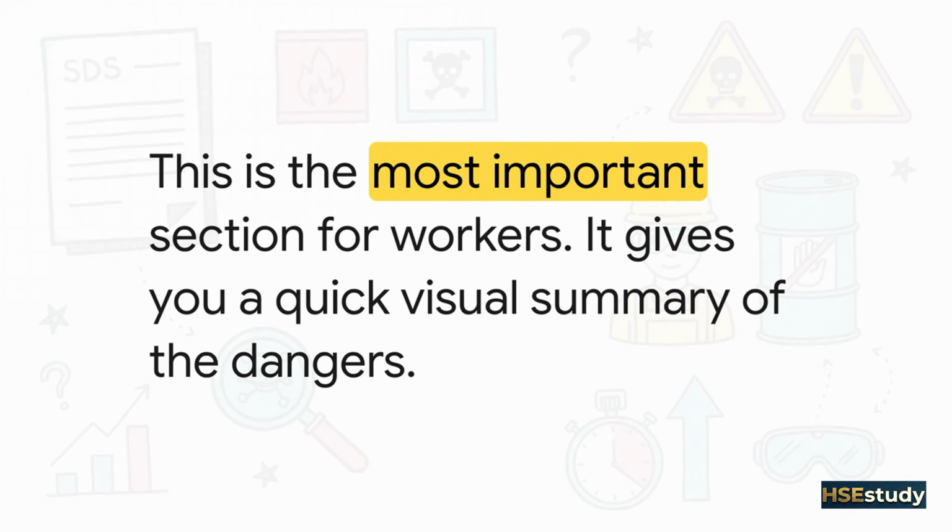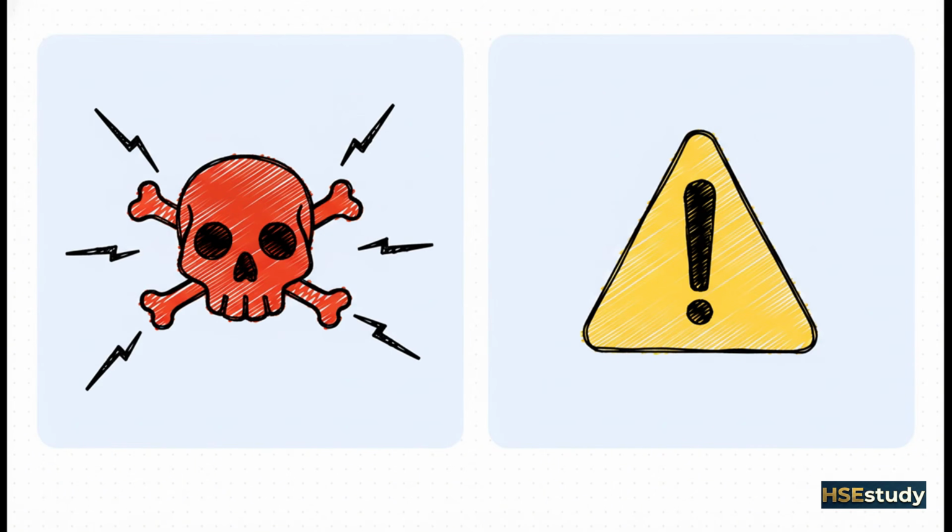Next is Section 2, and honestly, this is probably the most important section for you as a worker. It's designed to give you a super fast visual summary of all the dangers. This is where you find the signal words, the hazard statements, and of course those all-important pictograms. You'll always see one of 2 words here: danger or warning. It's really simple. Danger is for the most severe stuff, and warning is for everything else that's less severe.